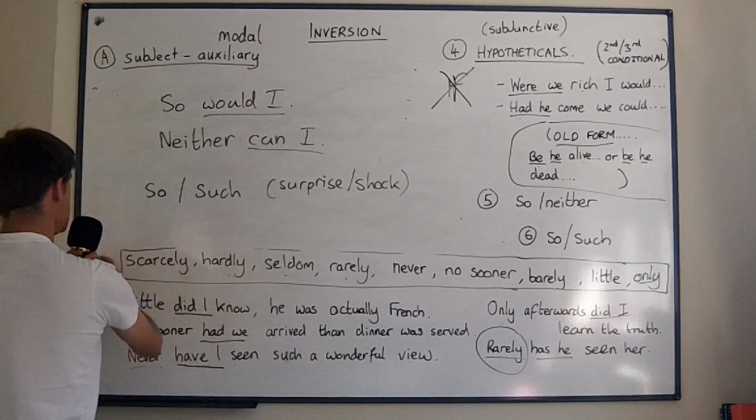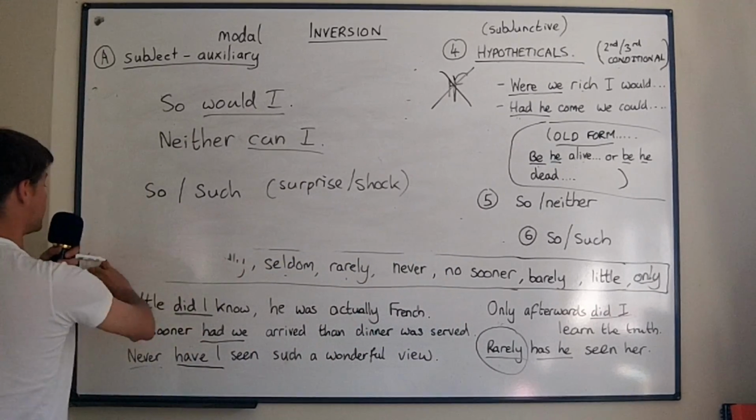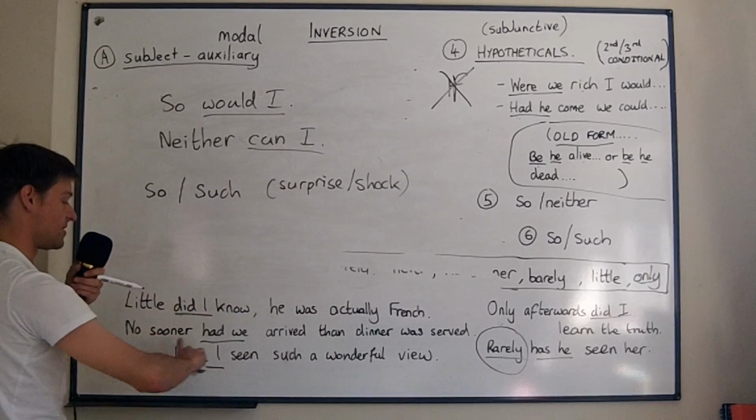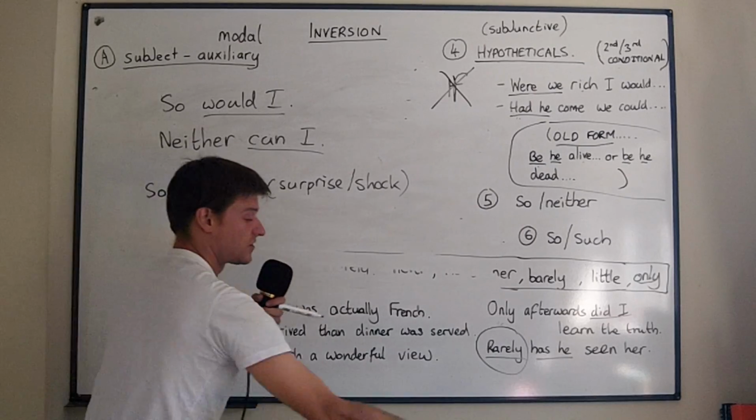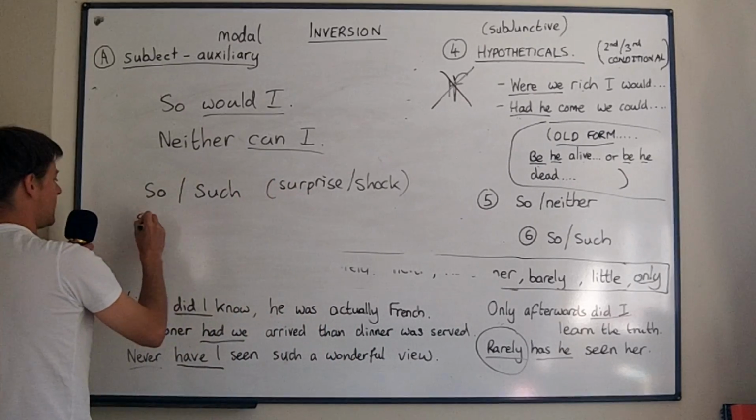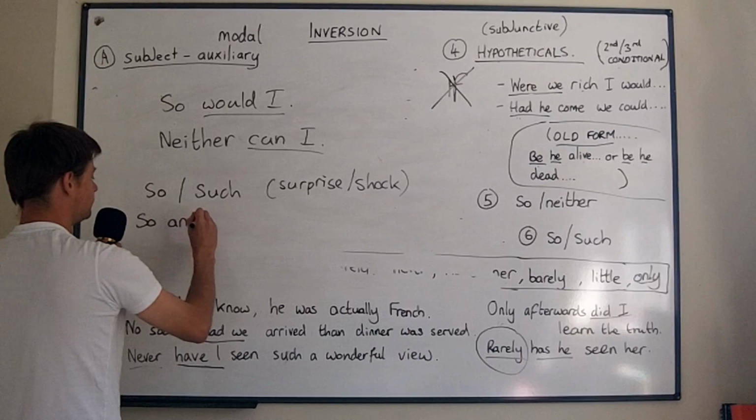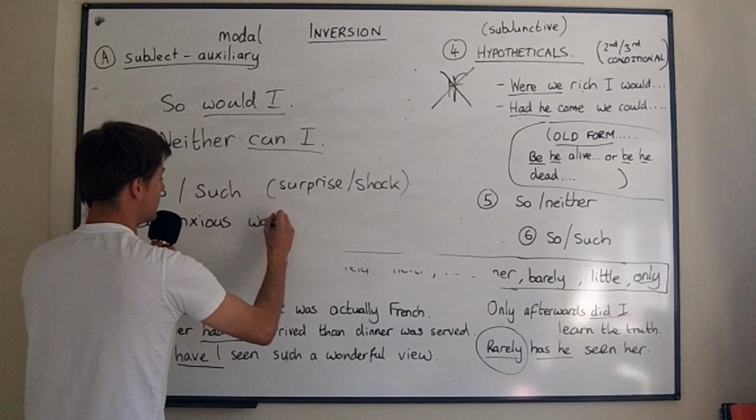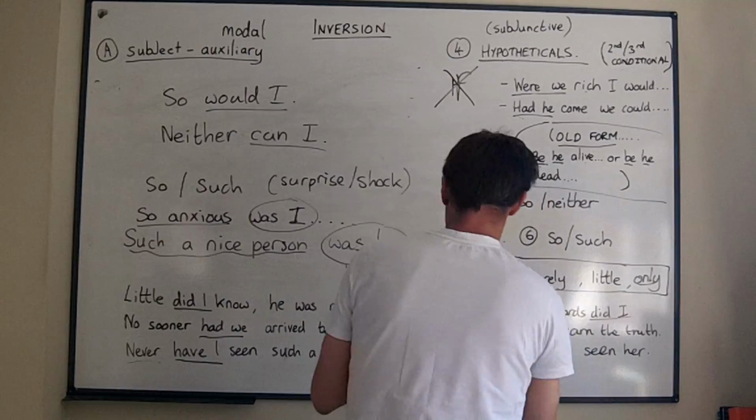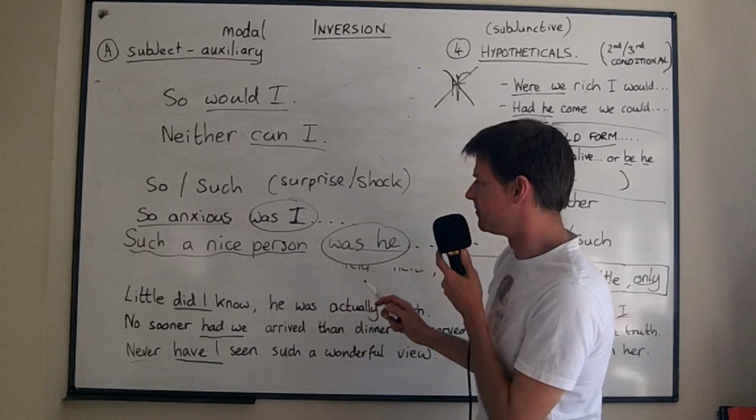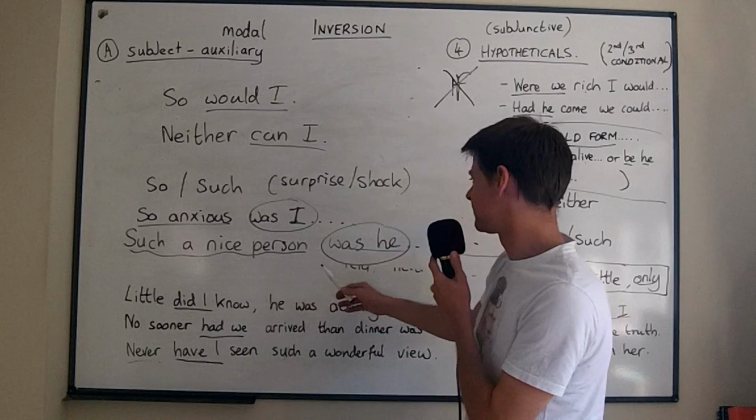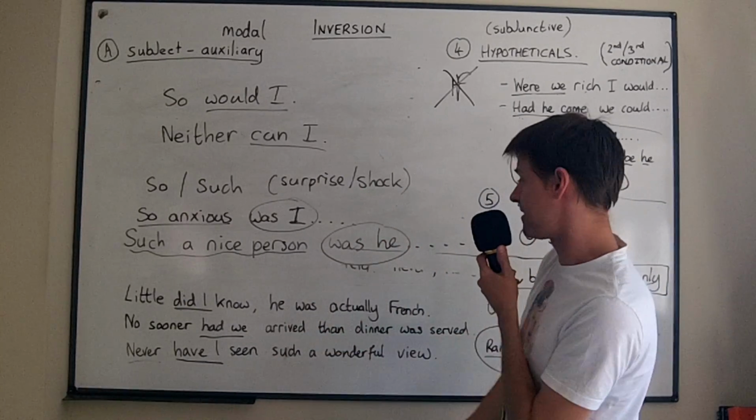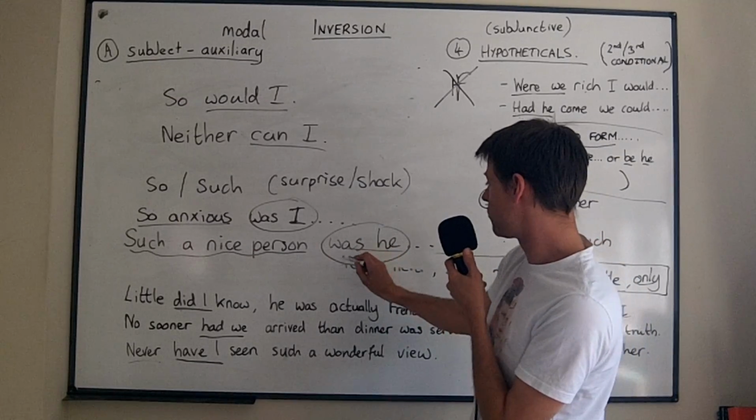So for example, it's normally put at the start of the sentence again as well, just like little did I know, no sooner had we arrived. So anxious was I that I didn't say hello. Okay, and another example would be, such a nice person was he that he gave me a lift to the airport. This just was he.